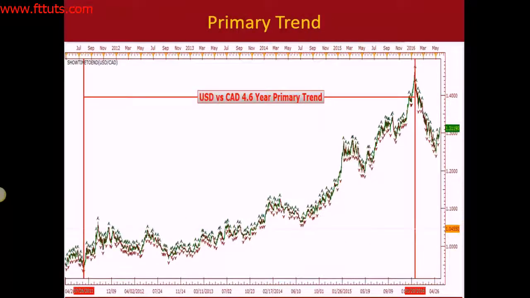So here you see the US dollar CAD on a 4-year primary trend. You can see where it started back here, 7/26/2011, and it ended 1/20/2016. That's your primary trend. That's the main direction that you really wanted to be trading this market at that time.